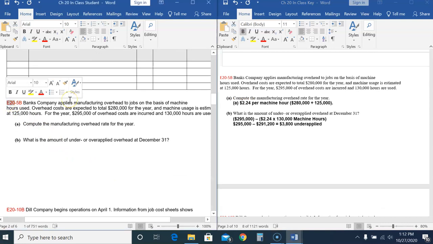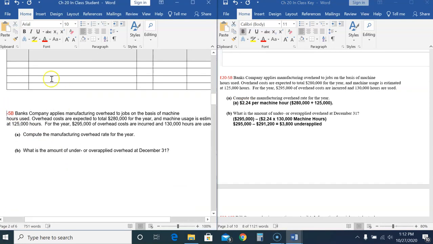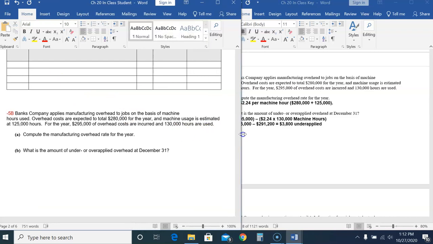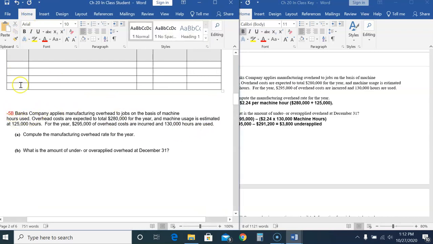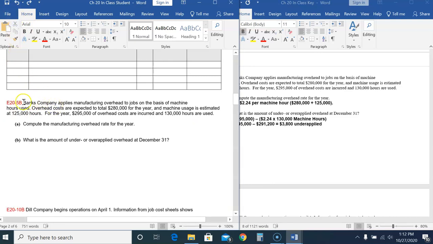Continuing on with another problem to continue working with that manufacturing overhead. Banks Company applies manufacturing overhead to jobs on the basis of machine hours used. Machine hours used is their cost driver activity. Overhead costs are estimated to be $280 for the year, and machine usage is estimated at 125,000 hours.